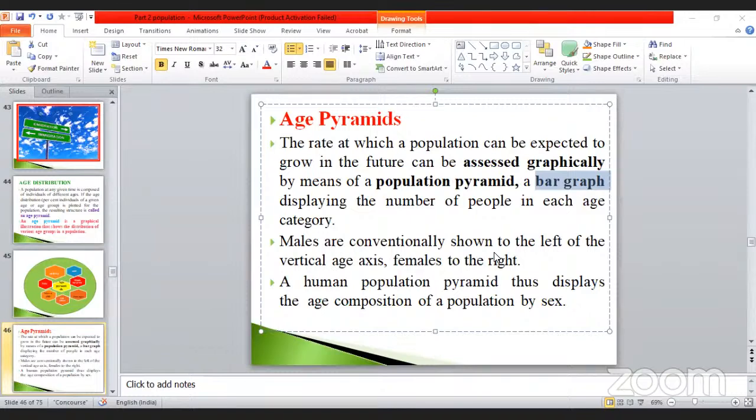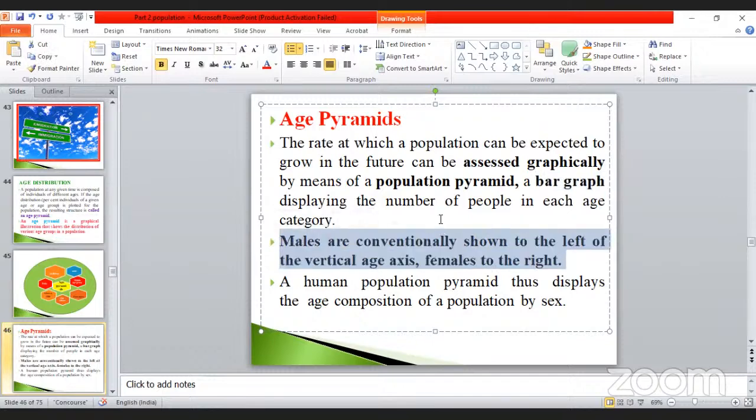Males are conventionally shown to the left of the vertical age axis, females to the right. Sometimes they ask which one. Males are conventionally shown to the left of the vertical age axis, the females to the right. A human population pyramid displays the age composition of a population by sex also. You can calculate it in both directions, right side or left side. So male on the left, female on the right side.